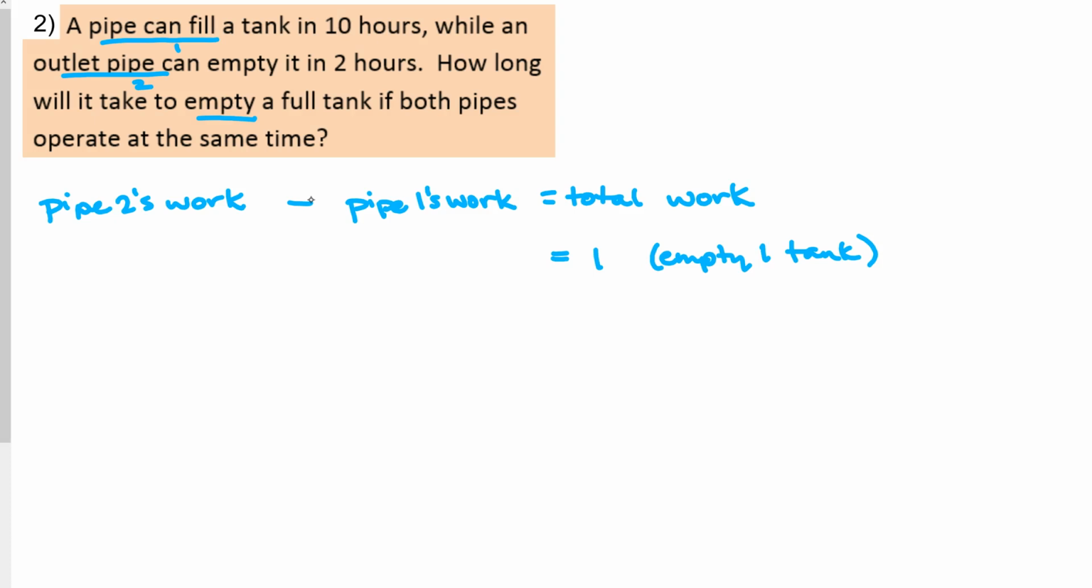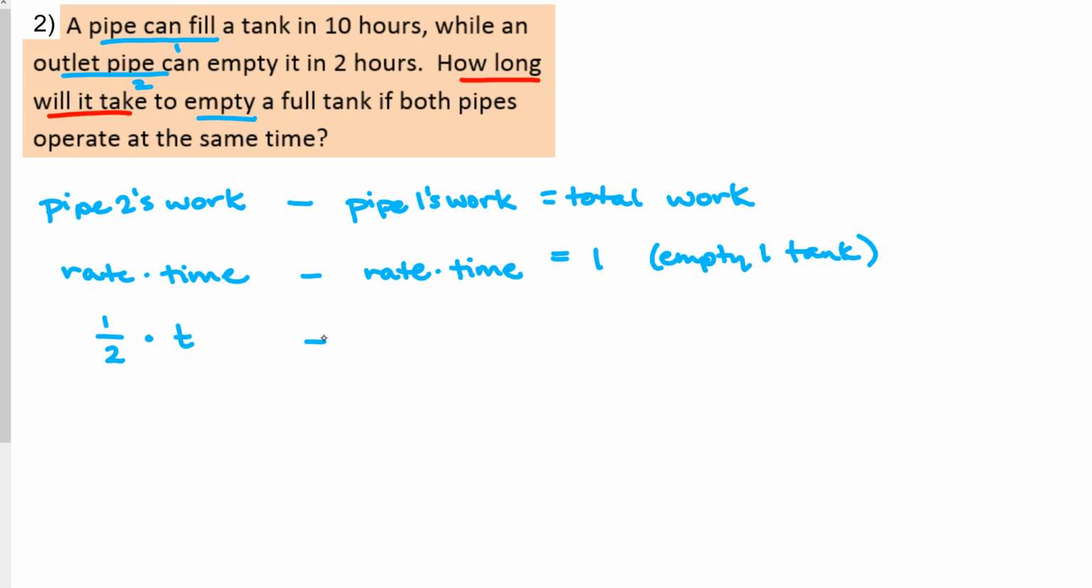So then let's find an expression for pipe 2's work. So we need pipe 2's rate times its time. And then for pipe 1's work, of course, we also need pipe 1's rate times its time. So pipe 2's rate. It can empty the tank in 2 hours. So one tank in 2 hours, 1/2. How long is it going to work? Well, we don't know. That's the question. How long will it take? So just like in number 1, we're going to call that t.